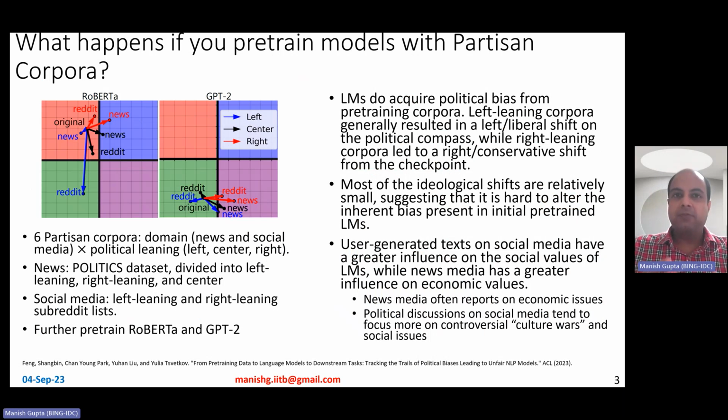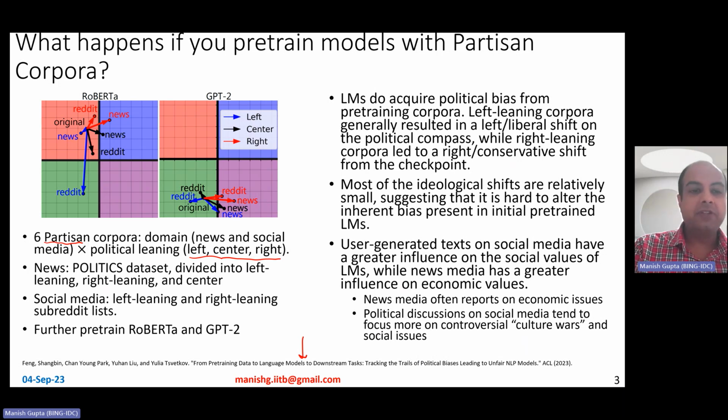So, of course, they have their own biases anyway, but if you further pre-train them with partisan corpora, what happens? For this experiment, what these guys did was to essentially come up with 6 different corpora. So 6 different partisan corpora, so basically biased corpora, right? Now, there are 3 different types of political leaning and 2 different types of domains. So news versus social media domains. And that is what gives them 6 different types of partisan corpora: news left, news center, news right, and social media left, social media center, and social media right.